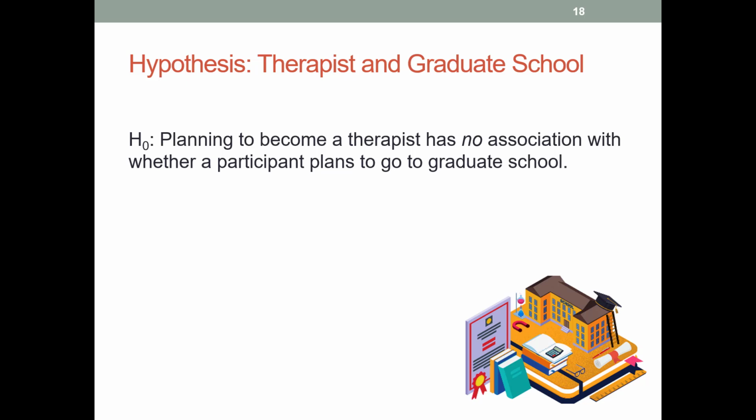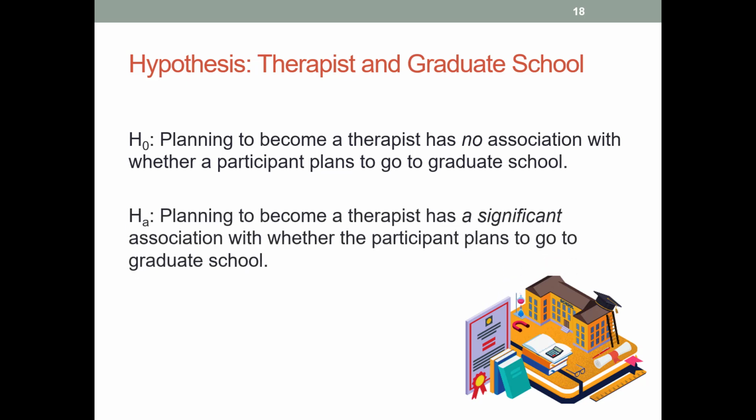So what might the alternate hypothesis look like? So you may have said planning to become a therapist has a significant association with whether the participant plans to go to graduate school. And so now we anticipate a significant effect between IV and DV. And so let's take a look at testing this hypothesis in RStudio.